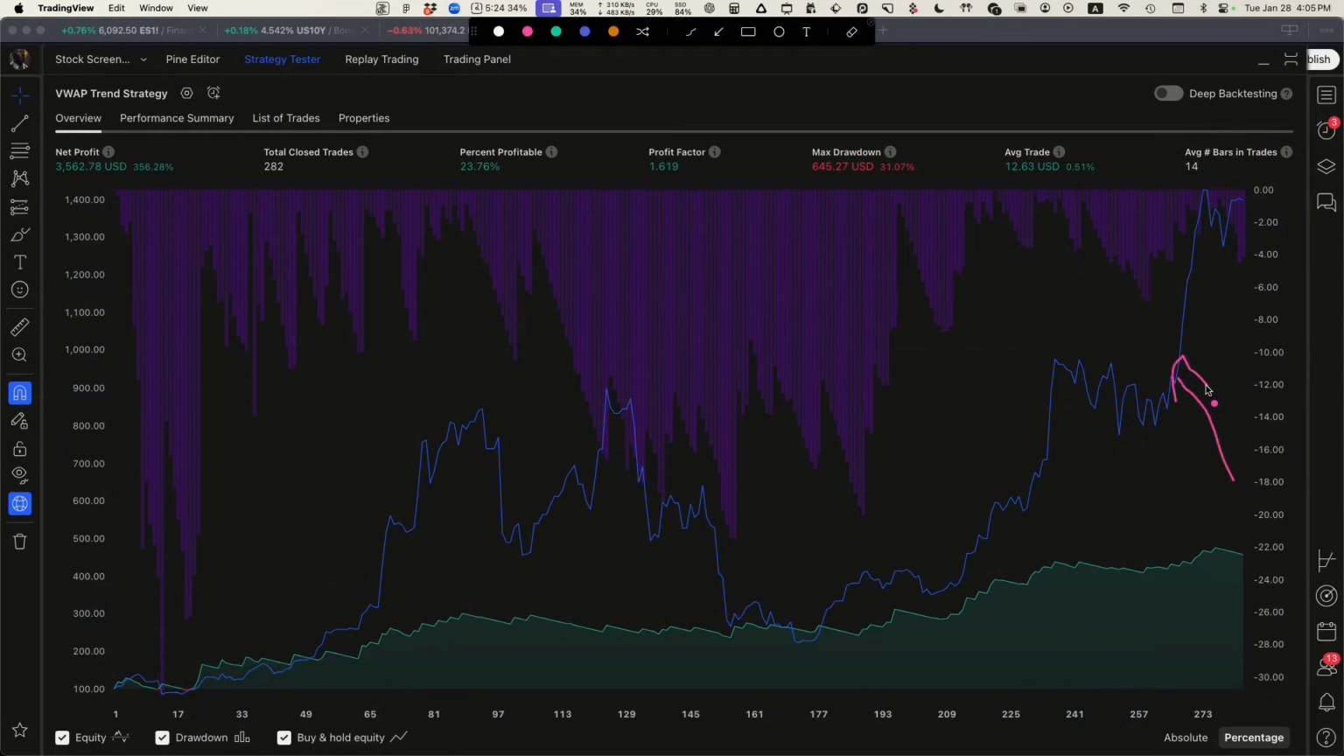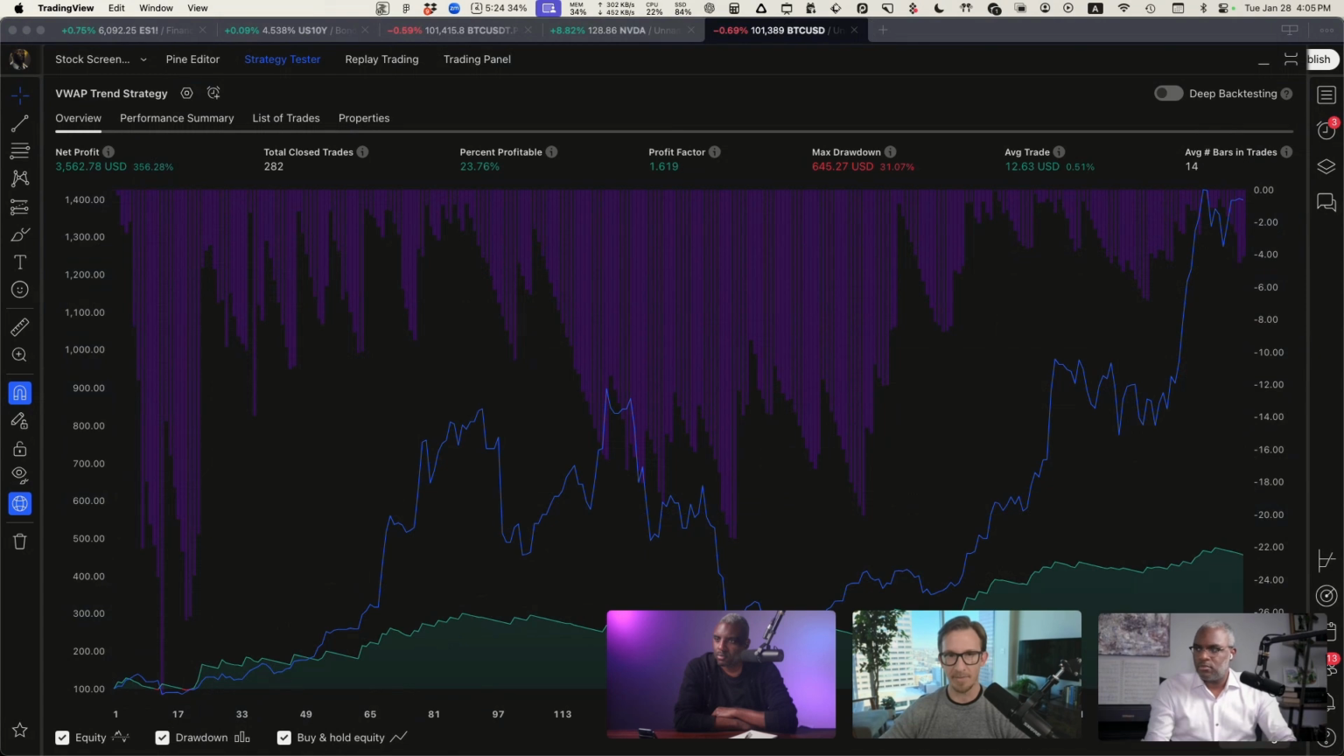If you had just bought and held this position over that 5-year period? Did we discover this goes back to 2020? Yeah, that's right. If you had just bought and held, you would have made a whole lot more money than trading in and out of this position 282 times over this period of time. Which is brutal. Yeah, it's brutal.